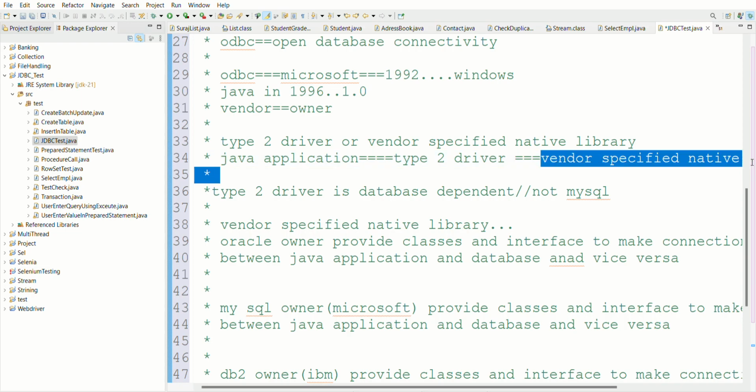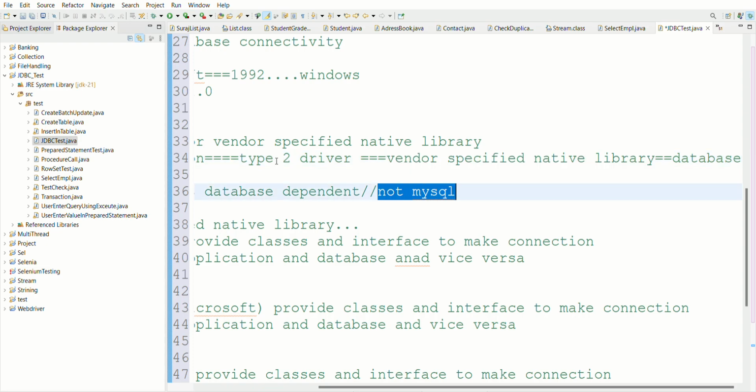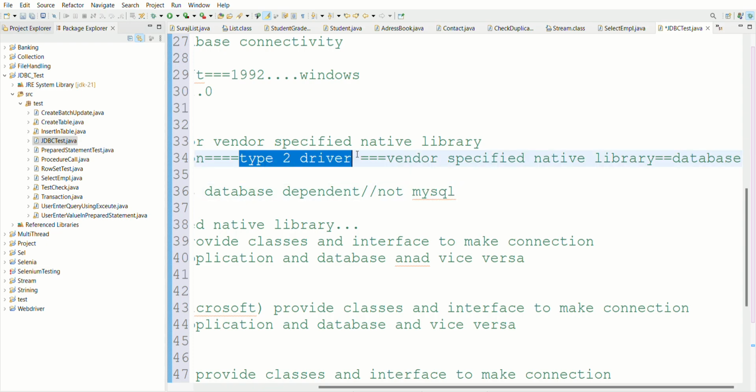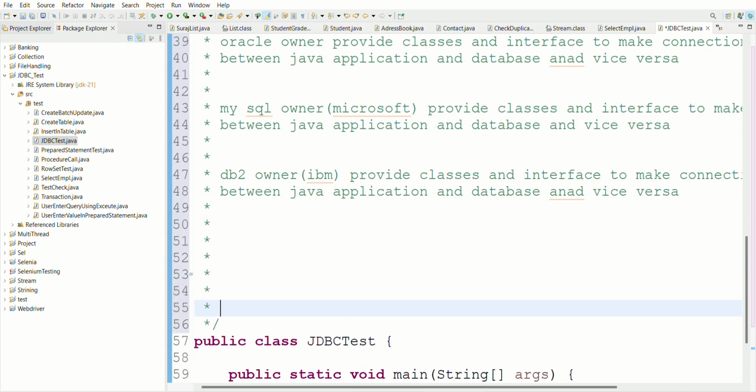Got it? This is dependent upon the vendor specified native libraries, and on whether the vendor wants to give the implementation. If Oracle wants to give the implementation, then it will give it, otherwise it won't. So MySQL has not given the implementation for the type 2 driver, so it is not applicable there. This is the major disadvantage of the type 2 driver. That's why the type 2 driver is also not recommended in the market. Now let me discuss the type 3 driver.